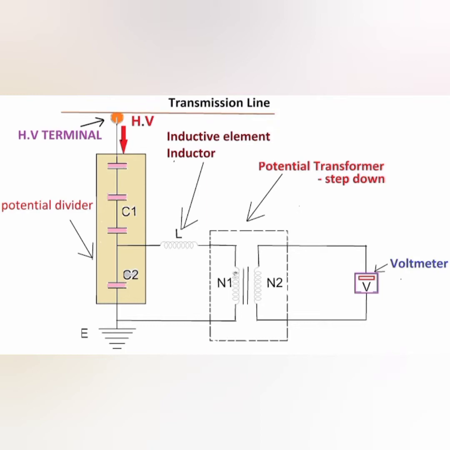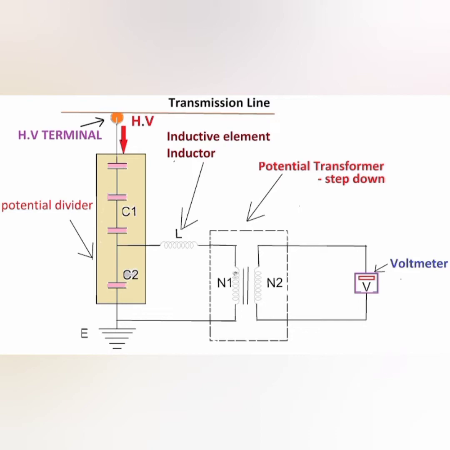This is the connection diagram of your CVT. Here the HV terminal is at the transmission line, and C1 is between the HV and the intermediate portion. C2 is between the C1 portion and earth. Then the L represents the inductive element, which means the reactor. Then the step down transformer. Here the step down transformer primary gets a reduced voltage by these capacitors, which are placed across the CVTs.